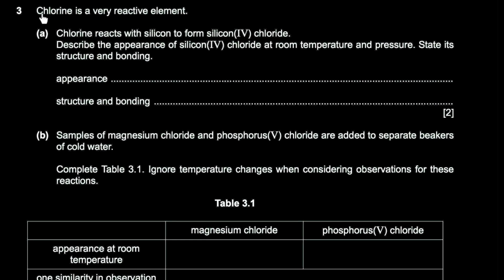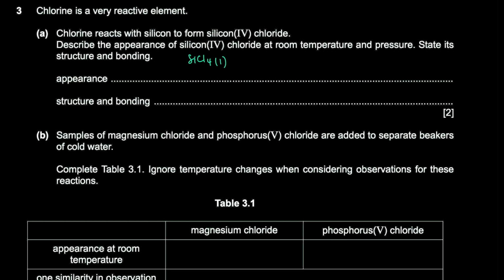So here we have question number 3, which says chlorine is a very reactive element. Chlorine reacts with silicon to form silicon 4 chloride. Describe the appearance of silicon 4 chloride at room temperature and pressure. State its structure and bonding. So silicon 4 chloride is SiCl4, and this is a period 3 chloride. That's a liquid.